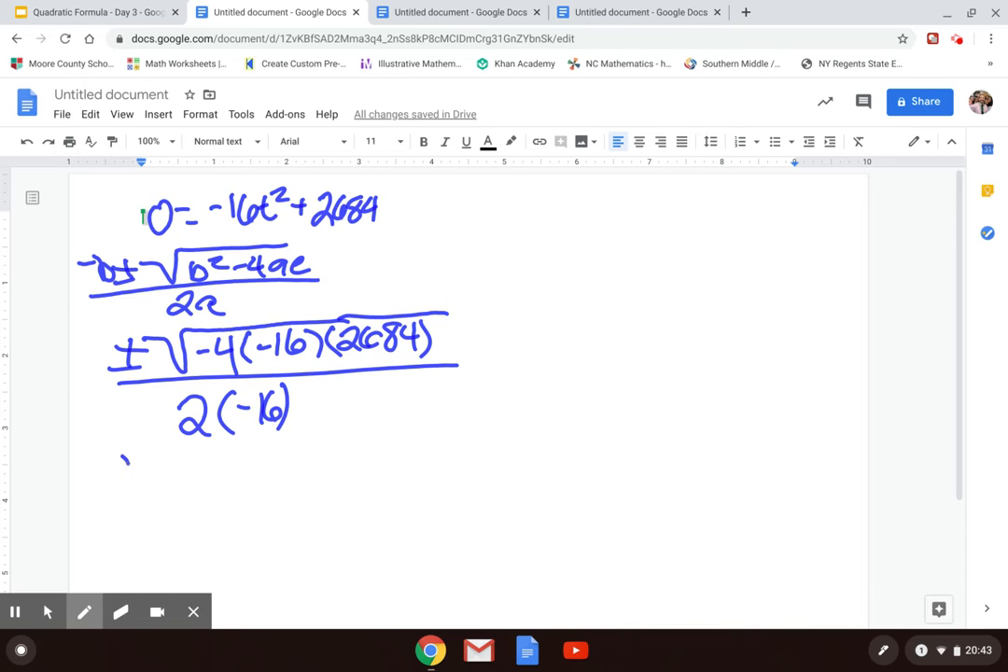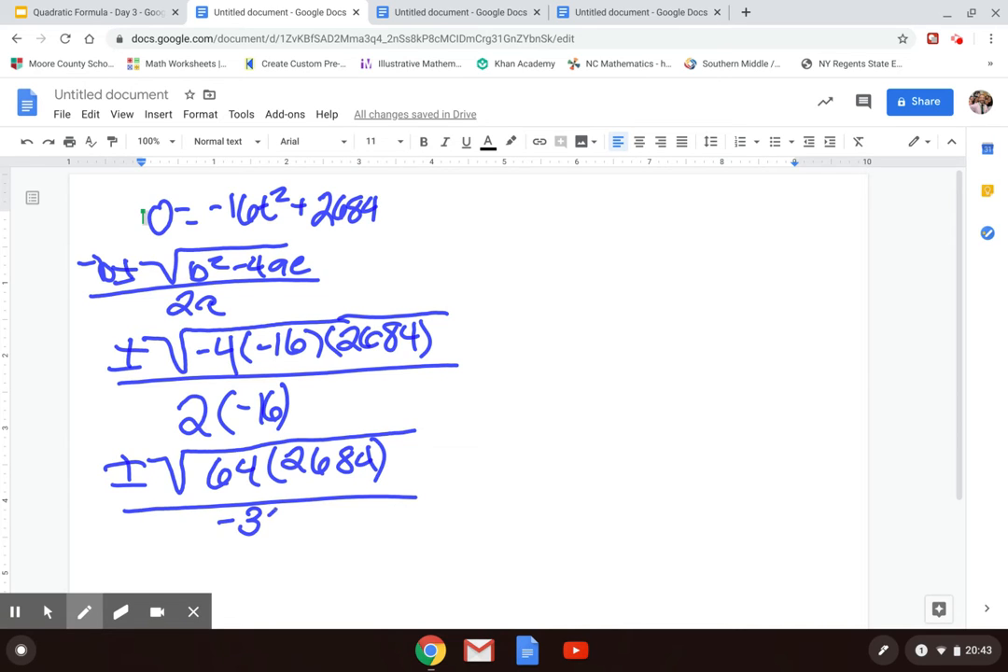So then I still have plus or minus because the square root can be positive or negative. That is the answer to it. So that would be 64 times 2,684, all of that divided by a negative 32. So when I do 64 times 2,684, I get an answer of plus or minus the square root of 171,776, and all of that divided by a negative 32.